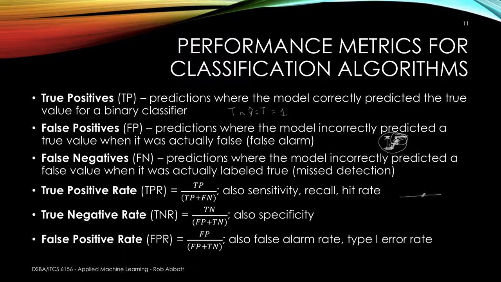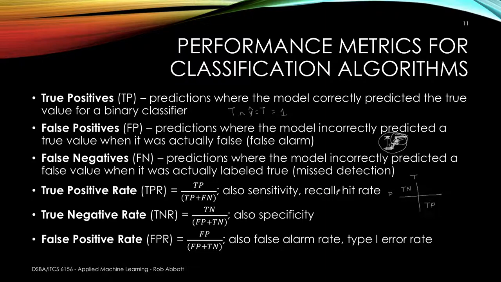So if we look at this thing as a square, and I've got my predictions, I'm going to put these in the wrong order because I always get these wrong, versus my true results. So if it really is negative and I predicted negative, I've got a true negative in this case. So if I predict a positive and it really was positive, I've got a true positive.